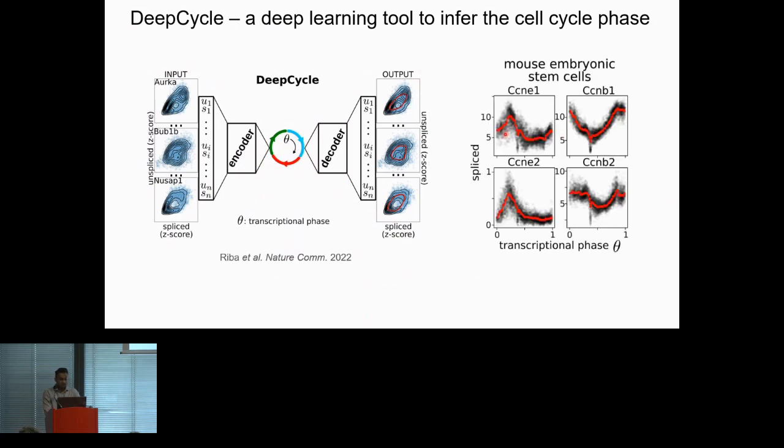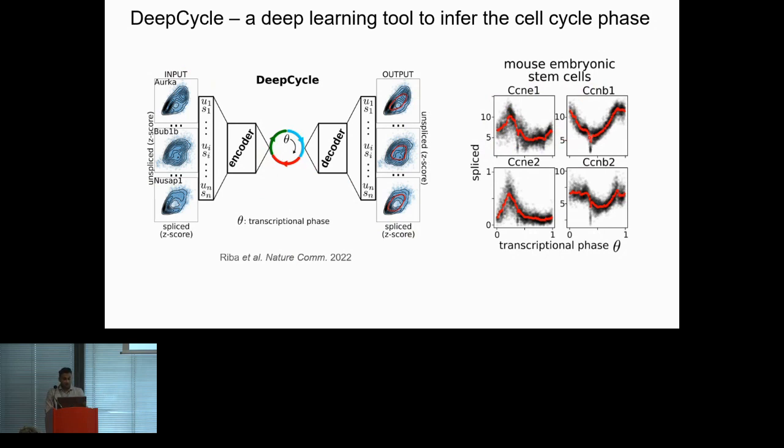Here, just demonstrating how this is used. So for every cell, you predict a transcriptional phase theta, and then you sort the cells by that phase. And you can see this oscillatory dynamics for CCNE. CCNE is a gene that is required for G1/S transition, and you can see that its levels go high during that time. Similarly, you have the dynamics for CCNB.